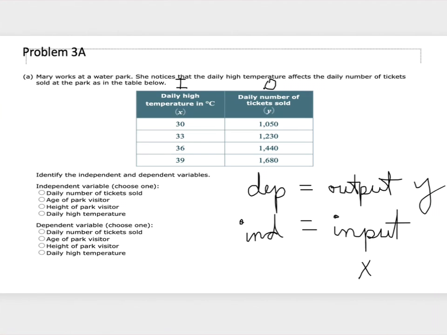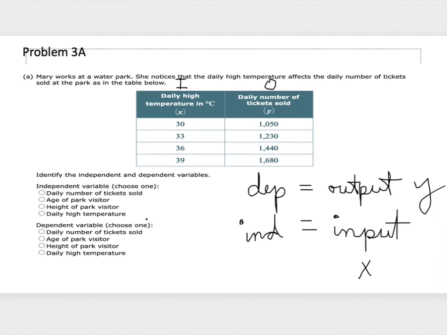The output, which is the number of tickets sold, changes depending on the input. Okay, so here it says identify the independent variables. Independent variables, choose one. Okay, so independent, notice, is the input or the x. It is the daily high. You see that says an x there. You may not be able to see it very well. Daily high temperatures in Celsius. Okay, so daily number of tickets, that's an output. Age of park visitor is nowhere on the chart. Height of park visitor is nowhere on the chart.